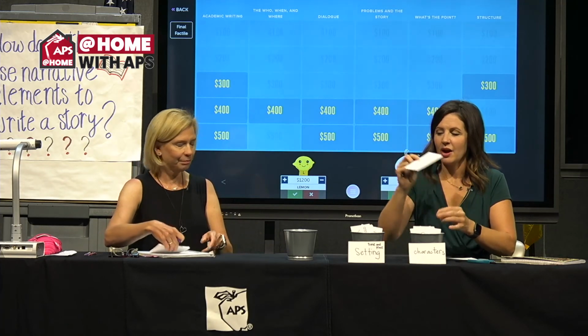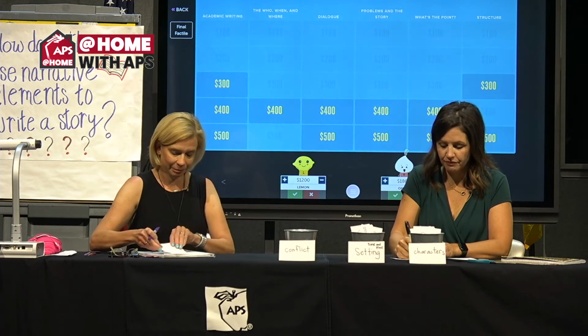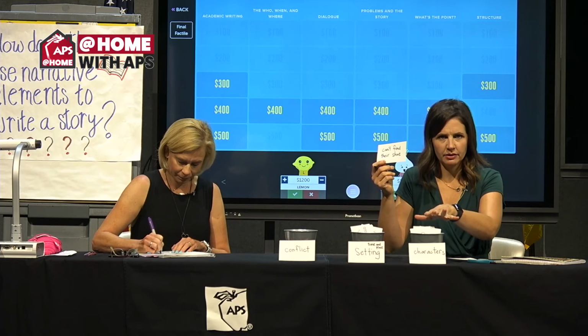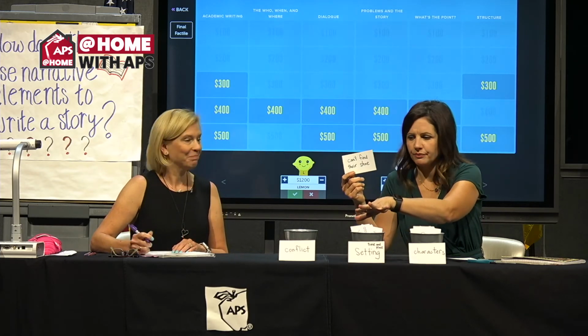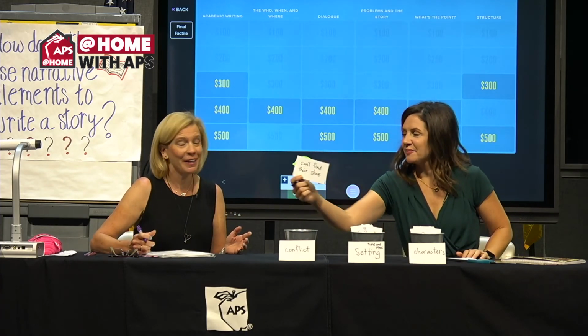Now, the last element that we will use is conflict. Conflict is a problem. Problems can be big, problems can be small. One conflict would be can't find their shoe. Can you imagine if a vampire was underwater and couldn't find his shoe? That is silly. That's a story that's going to write itself, I think.